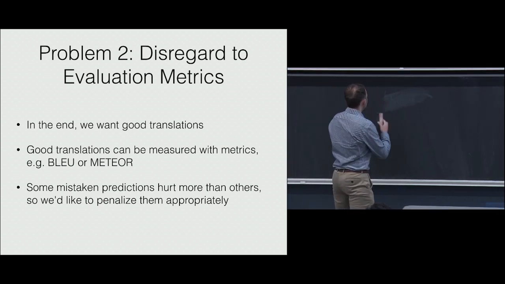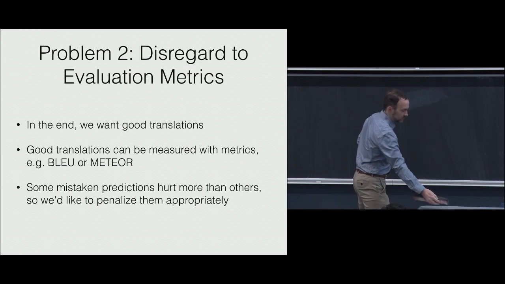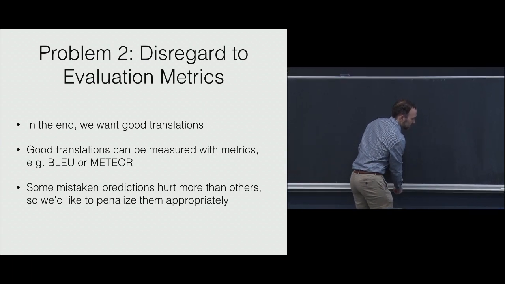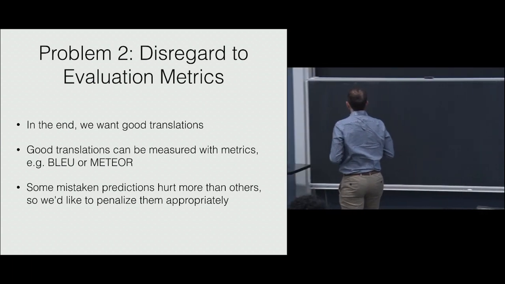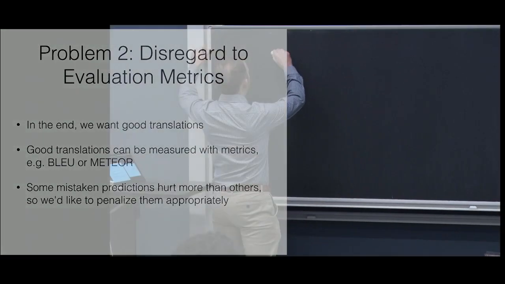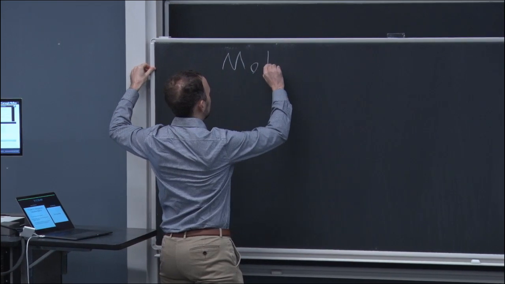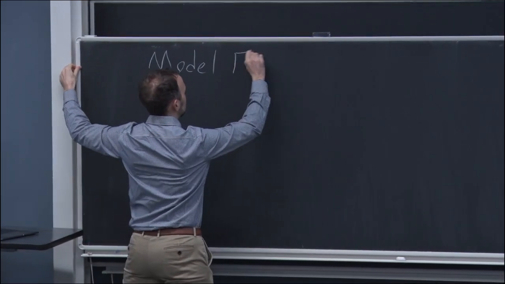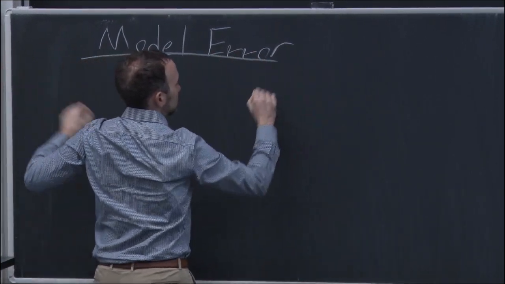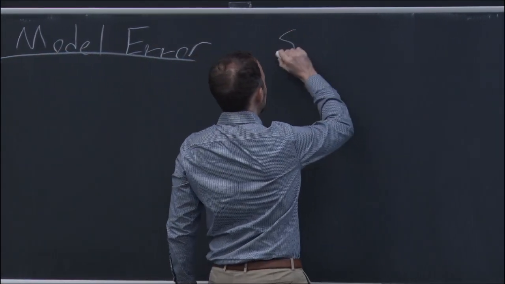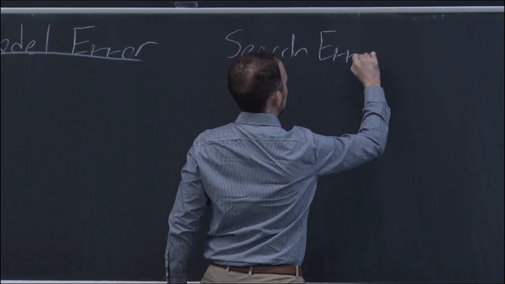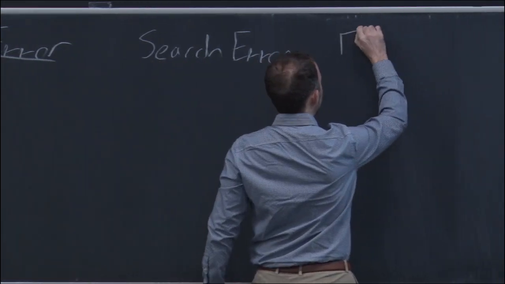So I would like to write up here three important concepts. The first one is model error. The second one is search error. And the final one is an evaluation error.